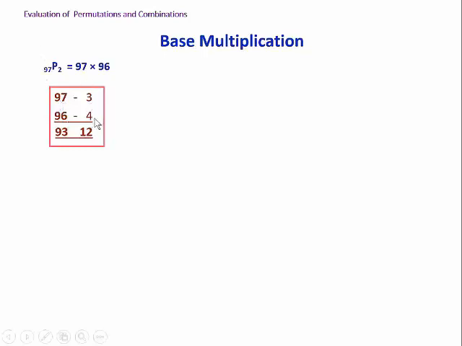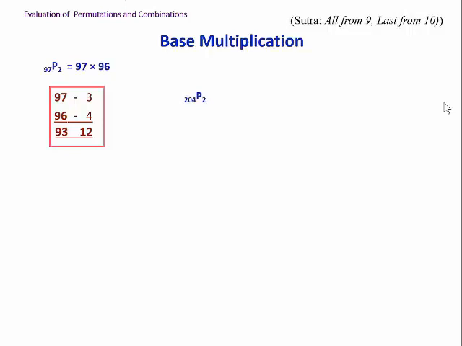Base multiplication is a topic from Vedic mathematics. Suppose that we want to find 97P2. That means two numbers multiplied together from 97 downwards. So that means 97 times 96. So clearly we can do base multiplication for that because the numbers are both near to 100, and I'll assume you're familiar with this. We simply take the deficiencies of the numbers from 100, cross-subtract to get the first part of the answer, and multiply vertically to get the last part. So the answer is 9312. And this comes under the sutra, All from 9 and the Last from 10.